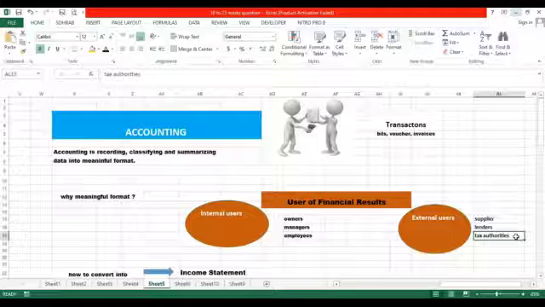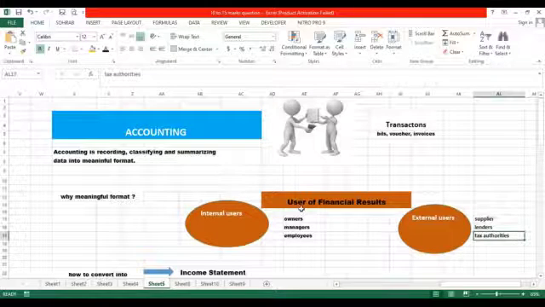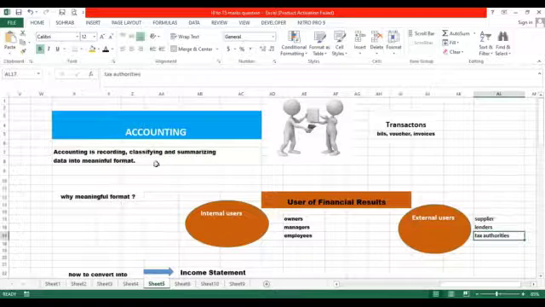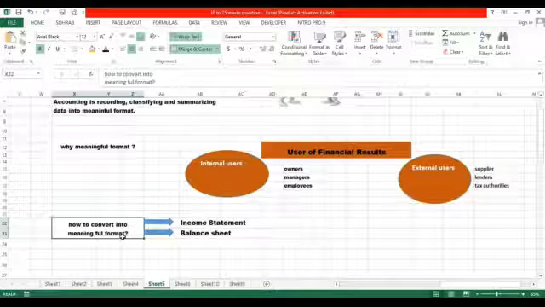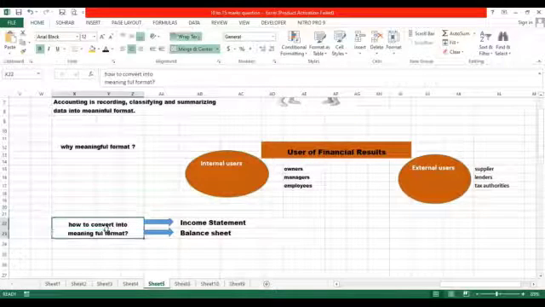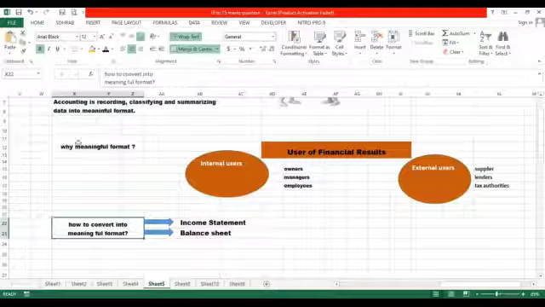Okay, we discussed why we convert, and now we will look at how we convert that raw data, that is vouchers, bills, and invoices, into a meaningful format so that it is understandable to the users of financial information. So guys, let's discuss how we convert that data into a meaningful format. We convert that data into a meaningful format through the income statement or balance sheet.